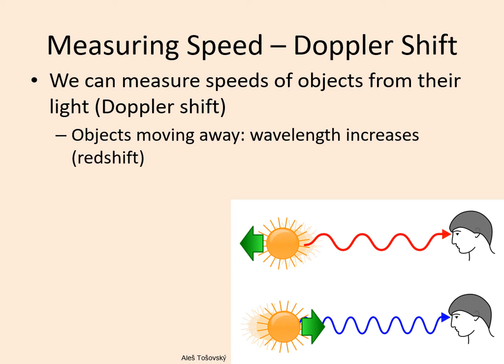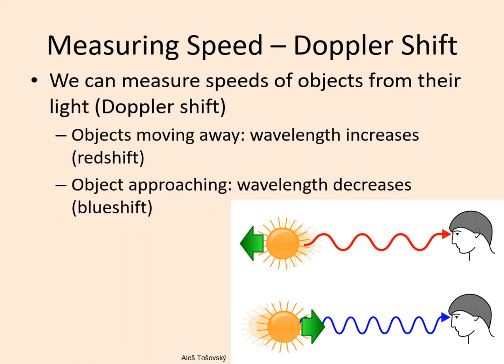One way to visualize this is to consider what the waves look like when they're leaving the object. If the object is moving away, then the motion will tend to stretch out the waves, making them longer. Similarly, when something is moving towards you, the light you see from it bunches up into shorter waves. In other words, it looks bluer. We call this a blue shift.